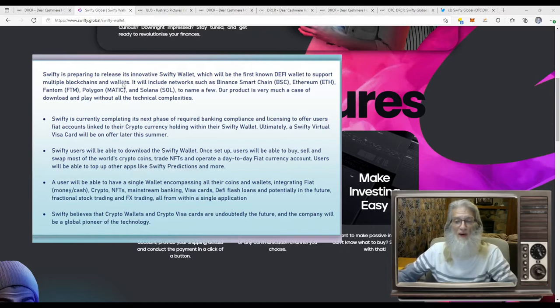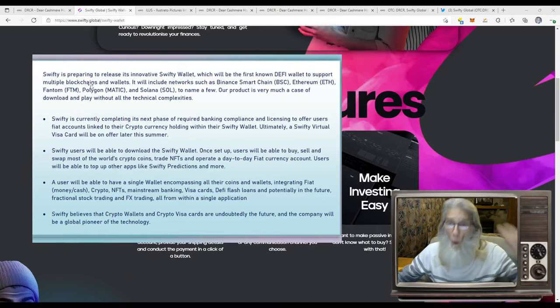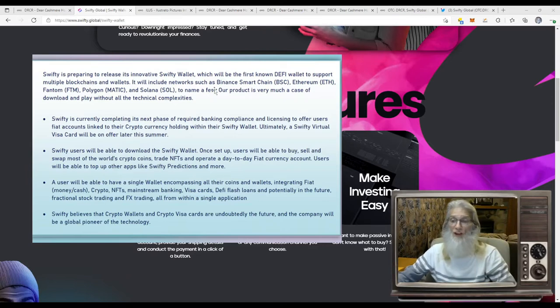Swifty is preparing to release its innovative Swifty Wallet, which will be the first known DeFi wallet to support multiple blockchains and all your wallets in one. It will include networks such as Binance Smart Chain, Ethereum, Phantom, Polygon, and Solana, just to name a few. Our product is very much a case of download and play without all the technical complexities.